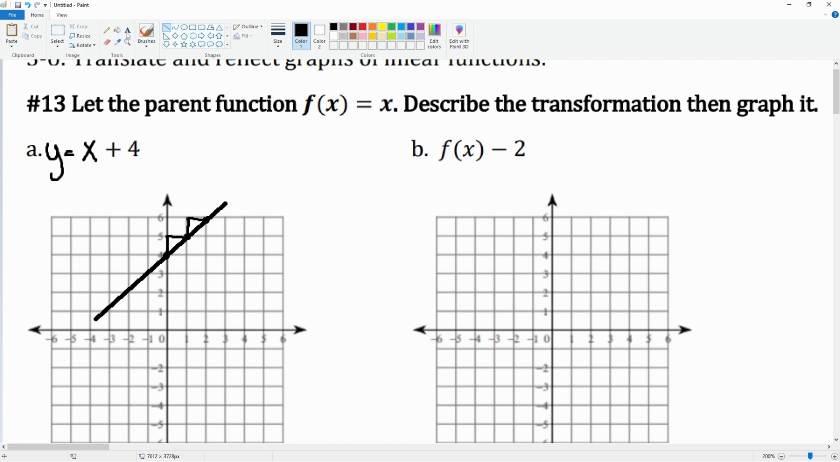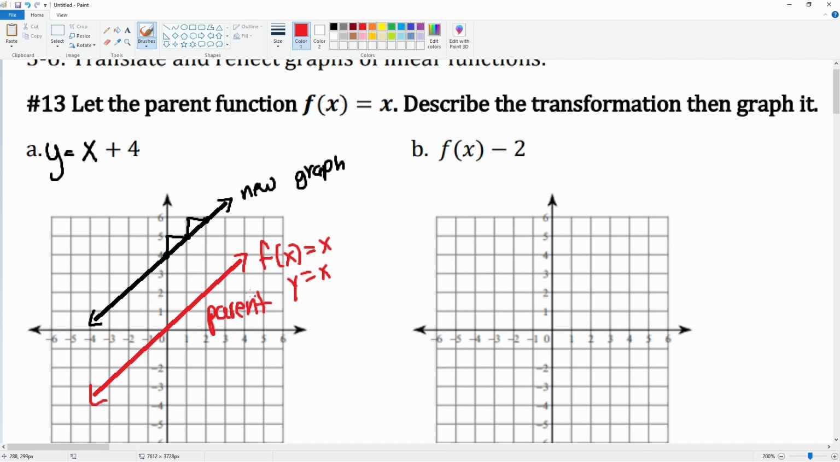All right, there you go. That's how the first one would look, okay? This is the new graph. The original graph of f of x equals x is this one, okay? This is f of x equals x, or y equals x. So from the parent, which is red, to the new graph, it went up 1, 2, 3, 4. So we say this is a translate up 4, okay?